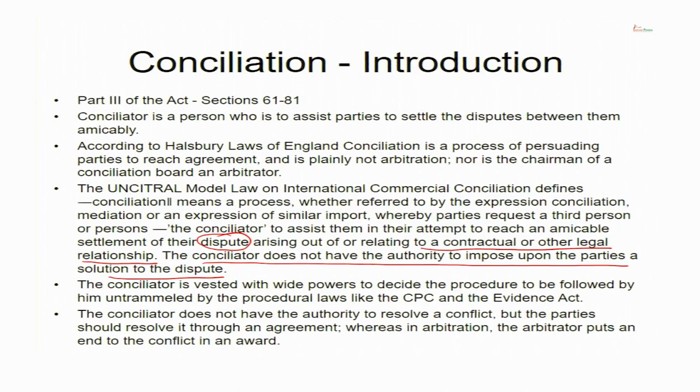So it is different from arbitration, because an arbitrator puts an end to the dispute by way of a final binding enforceable award, whereas a conciliator is not going to solve it. Parties themselves have to evolve a solution for them. That is how it is different from arbitration. I said arbitrator puts an end to the conflict in the form of an award, which is final, which is binding, which is enforceable. Whereas conciliator does not have an authority to resolve a conflict. He only facilitates the process of resolution. This is how you can define the term conciliation.